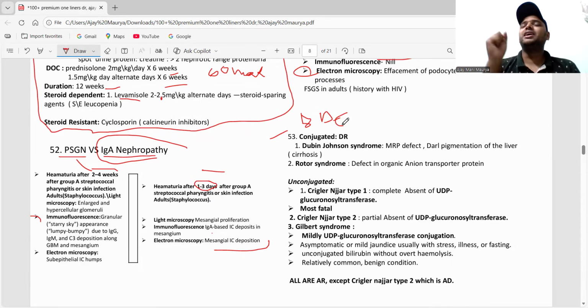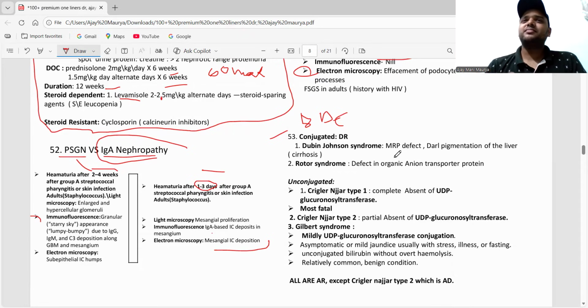So you will remember, doctors are conjugated. Dubin-Johnson syndrome and Rotor syndrome, these are conjugated. What if they ask you what is the defect in Dubin-Johnson syndrome? Just remember, doctors are conjugated. But they may ask what the protein is, what the defect is.